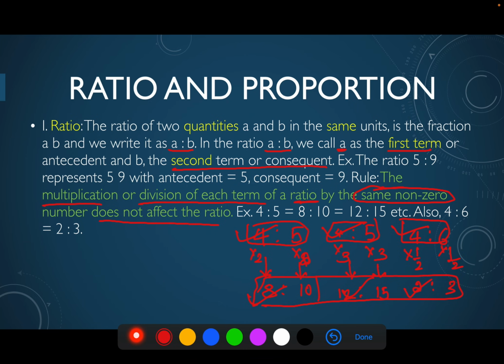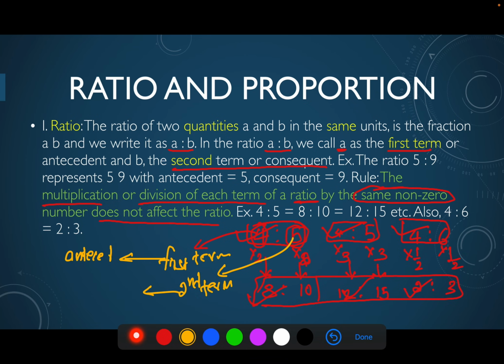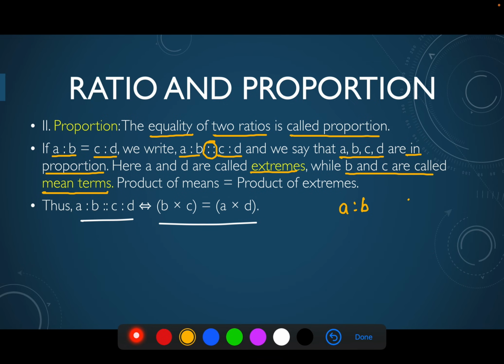Okay, so these 4 or 5 terms are called: this is called the first term, this is called the second term. This first term and this second term will be called as antecedent, and this is called as consequent.